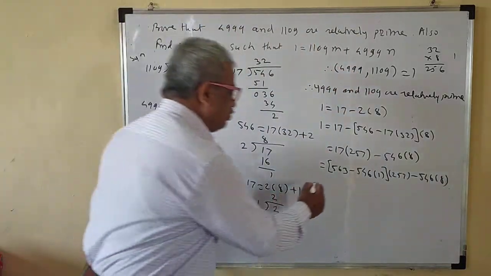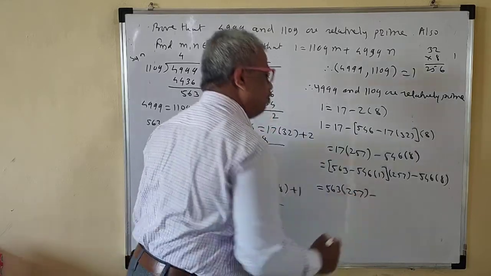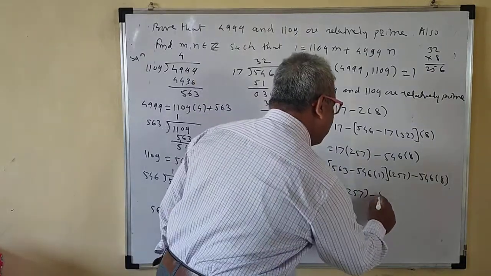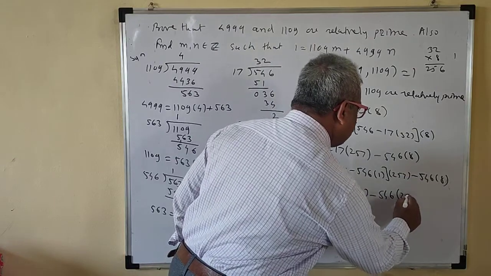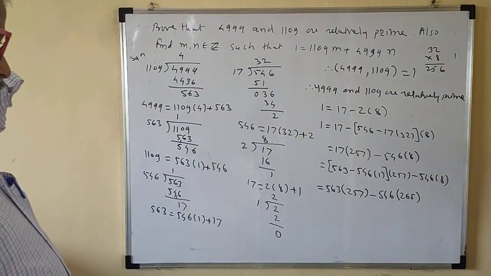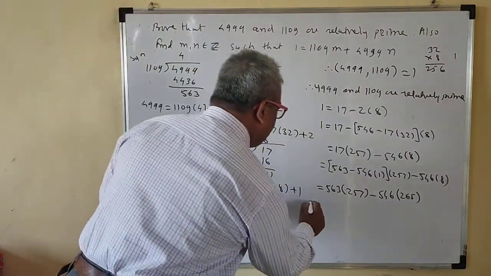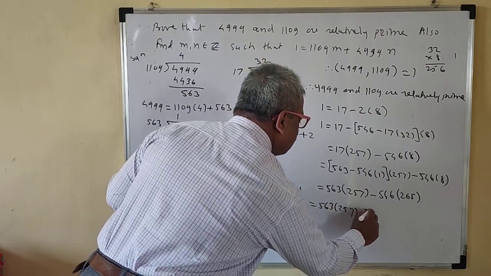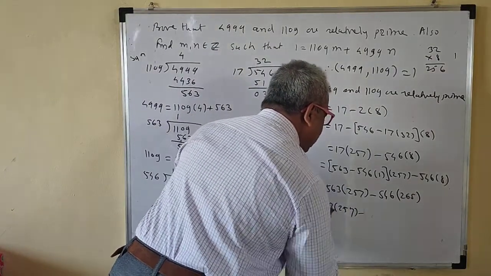So we'll collect this first. So 563 into 257 minus, so this is 257 plus 8 times 546. So 257 plus 8 is 265. Now the next remainder is 546. So we put the value of 546 now, in a bracket.